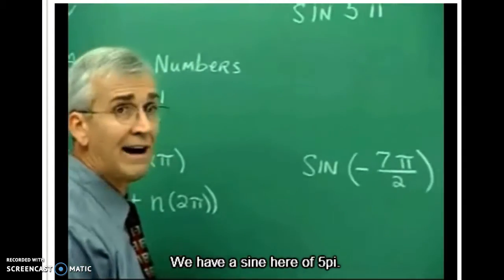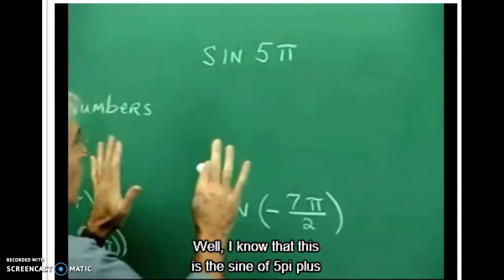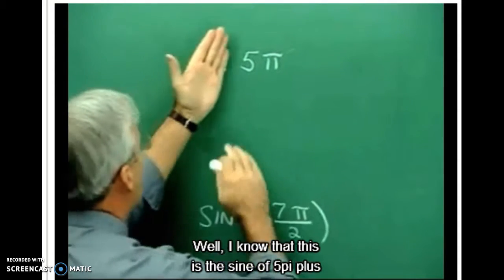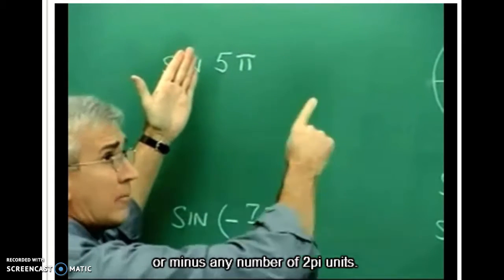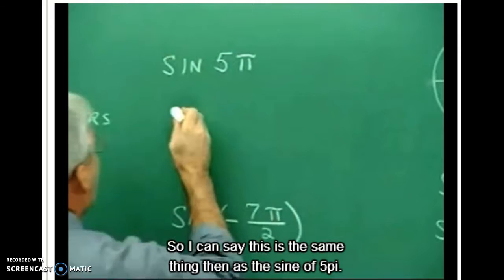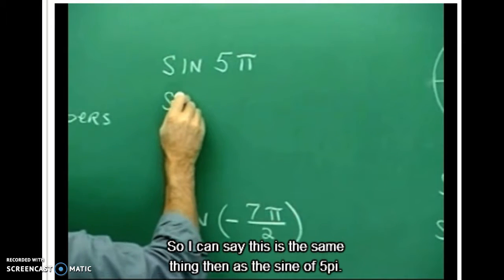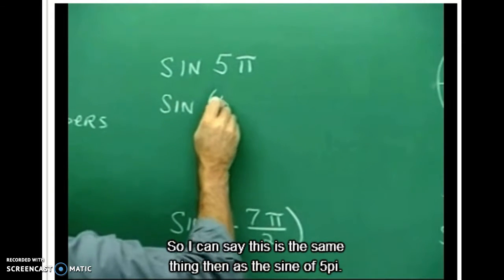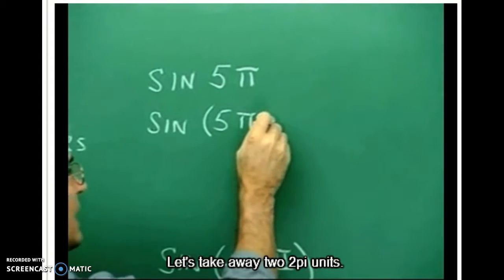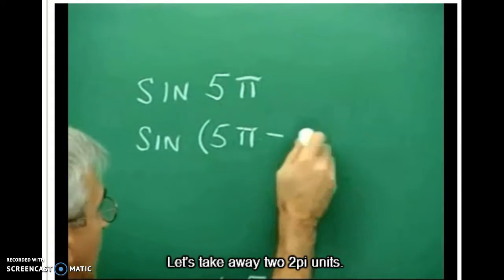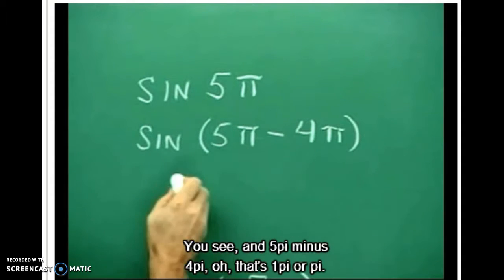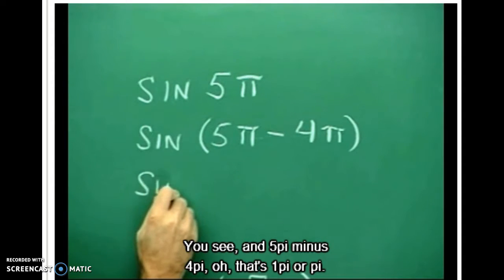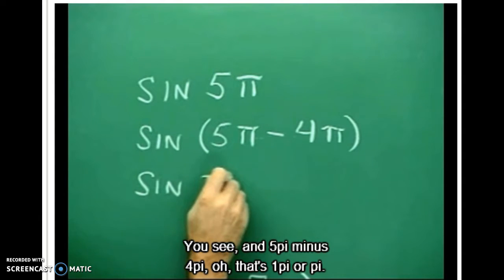Now that kind of helps us to evaluate in situations like this. We have the sine here of 5 pi. Well, I know that this is the sine of 5 pi plus or minus any number of 2 pi units. So I can say this is the same thing then as the sine of 5 pi. Let's take away 2 pi units. That is, let's take away 4 pi. You see, 5 pi minus 4 pi, oh, that's simply 1 pi, or pi.